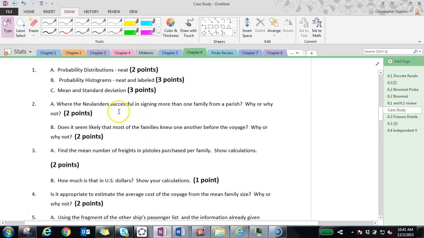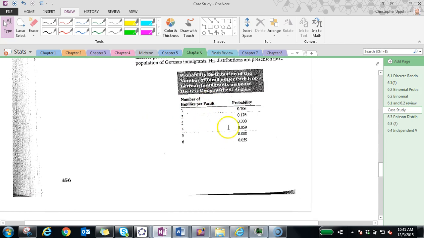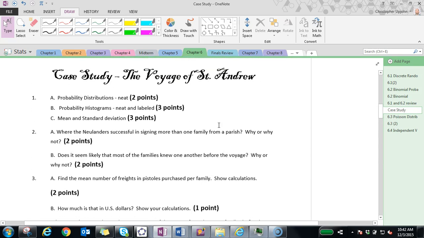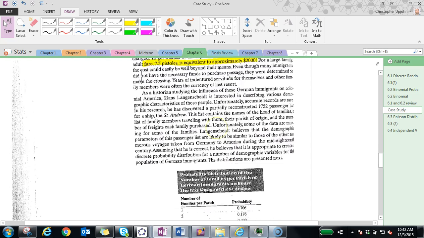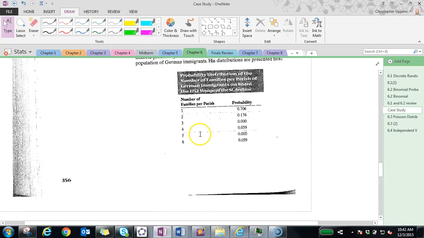Then, were the Newlanders successful in assigning more than one family per parish? Well, look how many families per parish there were. This is the chart you're going to look at, and the mean, and answer that question, using data to back up your answer. Then, does it seem likely that most of the families knew one another before the voyage? Read through here and see if the number of families per parish, or if people knew each other outside of the parish, and what a parish is. Read it.